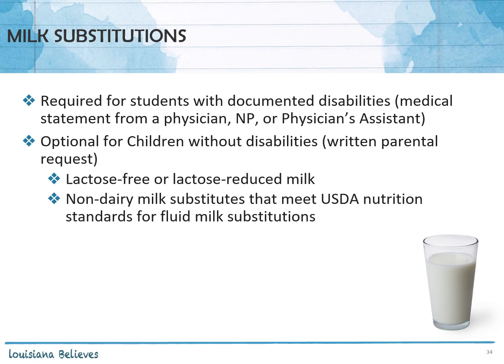Schools have the option to offer milk substitutions for children without disabilities based on a written statement from a parent or guardian. If a school chooses to allow milk substitutions for children without disabilities, they must offer one or more of the following: either lactose-free or lactose-reduced milk, or non-dairy milk substitutes that meet the USDA nutrition standards for fluid milk. Milk substitutes must meet the USDA nutrition standards for fluid milk.